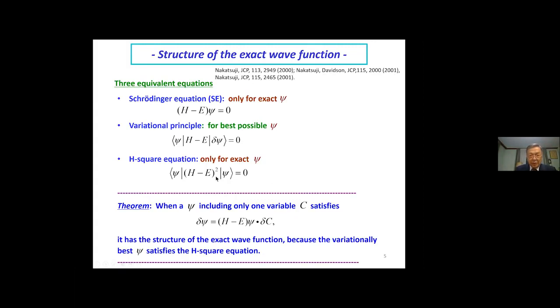Then let us examine this and that. When delta psi has this form, then when we put this into here, we get this equation, which means that when a psi, including only one variable c, satisfies this equation, then it has a structure of the exact wave function, because the variationally best psi satisfies this H-square equation, which is valid only for exact psi.